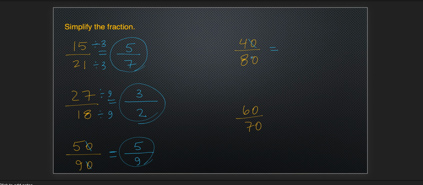So this is going to be 4 over 8, and this can simplify more because each is divisible by 4, so 1 over 2. And this is simply 6 over 7. Can always just cross those zeros out, and that's it.